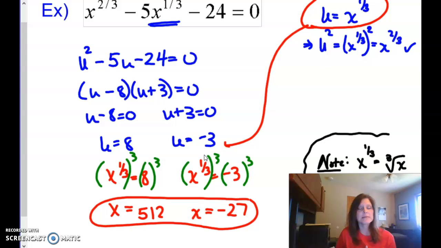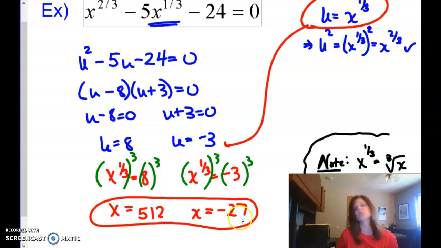The problem is they didn't ask for u, they asked for x. So I go back and say, now what was u again? Oh yes, it's right here, x to the 1/3. So I replace the u by x to the 1/3 in both of my equations. And then I remember what we talked about in that rational exponents video, and I say, well, we'll use the power that's the reciprocal, so 3 over 1, raise to the third power. Those 1/3 times 3 multiply, give me x to the first power, and over here I just cube my answer. Same thing with this one.